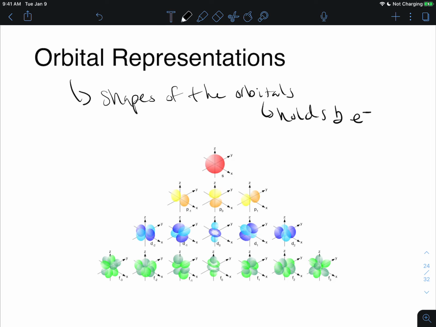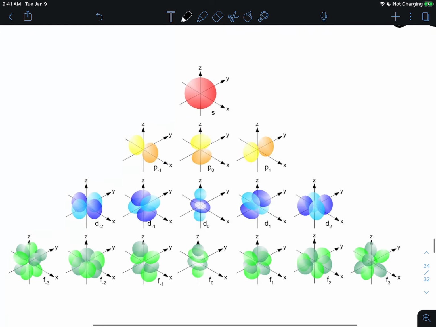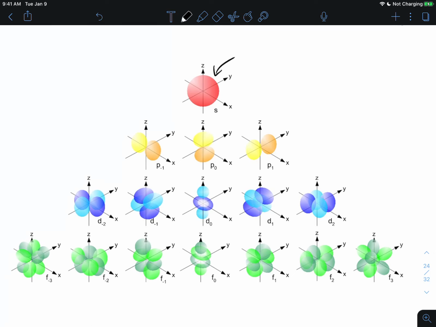Okay, so let's zoom in a little bit. We've got our spherical, which looks like a sphere. And then we have our 3 orientations, our 3 different m sub L values of our p orbital. So we have px, py, and pz. So this is our px right here. This is our py, and this is our pz. And it just describes what axis the p orbital is along.